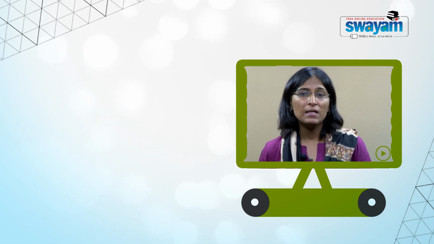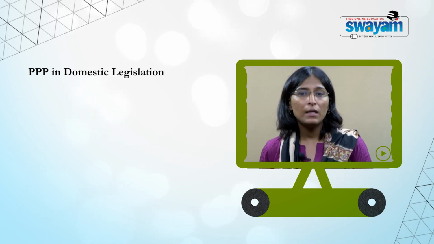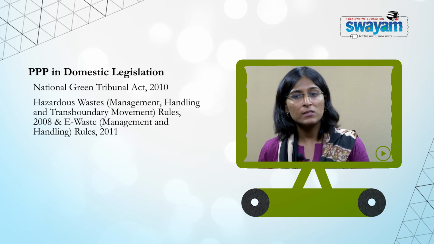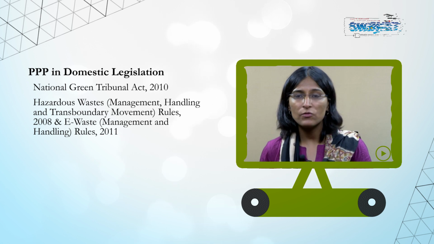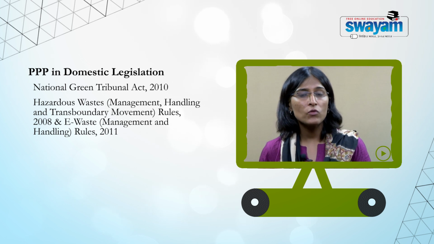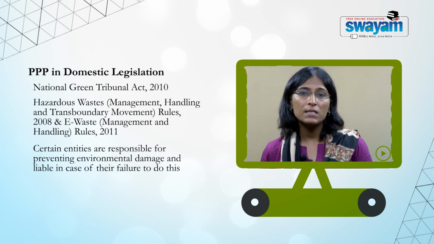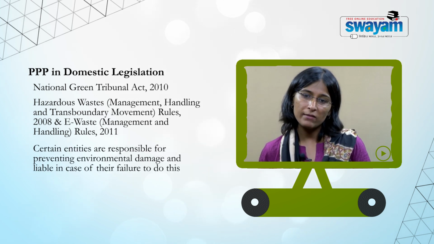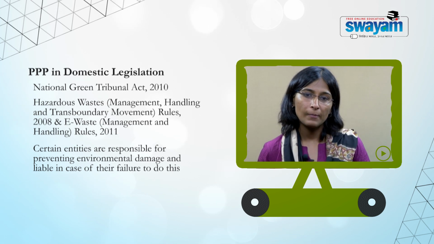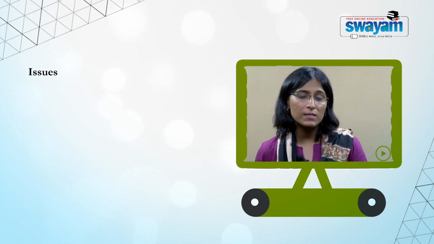As I mentioned previously, the polluter pays principle has been included in domestic legislation as well. In addition to the National Green Tribunal Act, we also must refer to the Hazardous Waste Management, Handling and Transboundary Movement Rules of 2008 and similar rules for electronic waste which were published in the year 2011, both of which state that certain entities are responsible for preventing environmental damage and they are liable in case of their failure to do so. There are a number of issues which must be discussed in the context of the polluter pays principle.